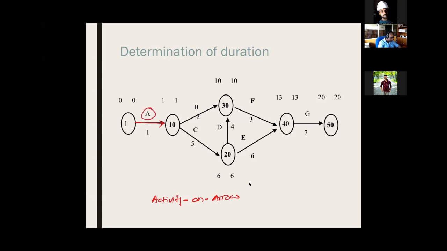So A here is an activity. Here B, C, all are activities like excavation, rubble work, foundation, roof work, painting, like that. Right? So this 1, 10, those are called events. So here 1 is the start of activity A, 10 here is the finish of activity A.